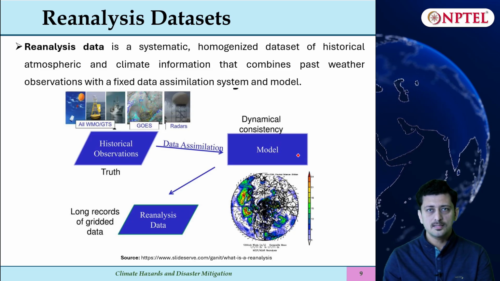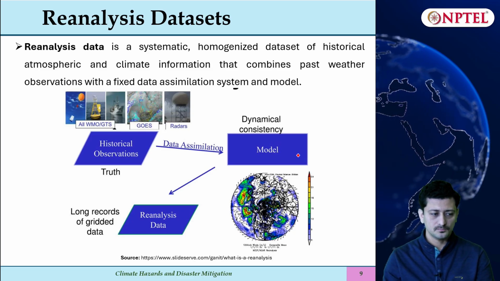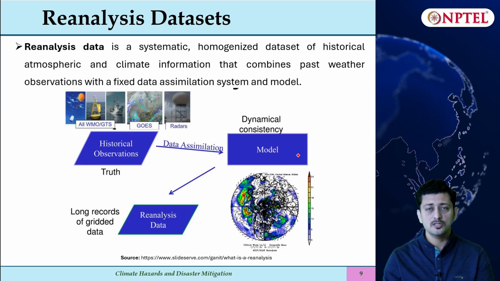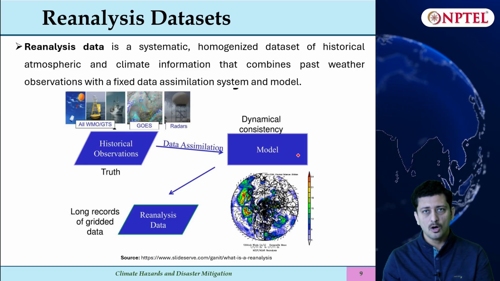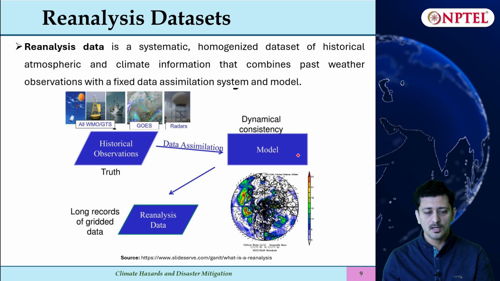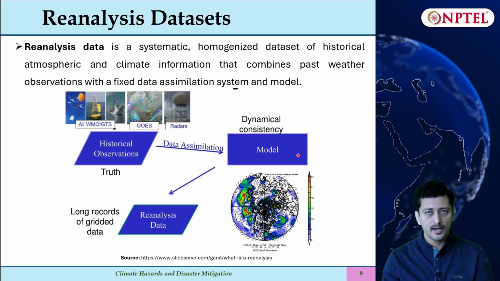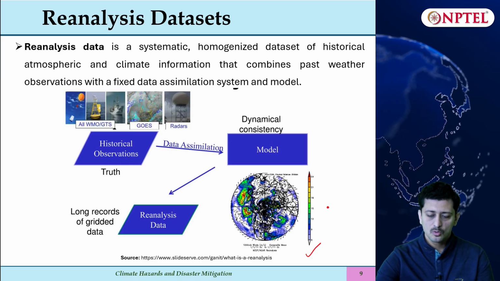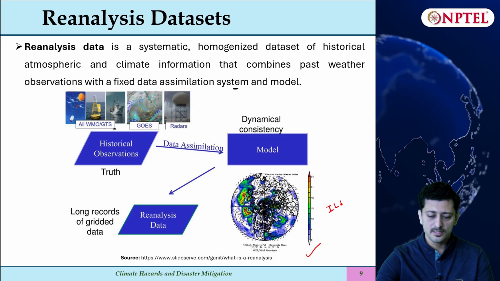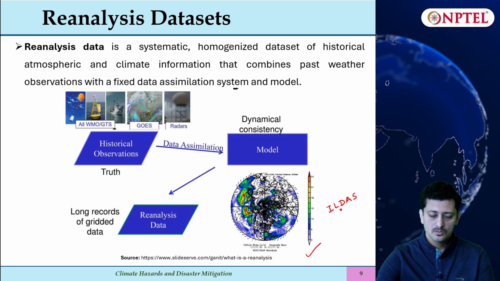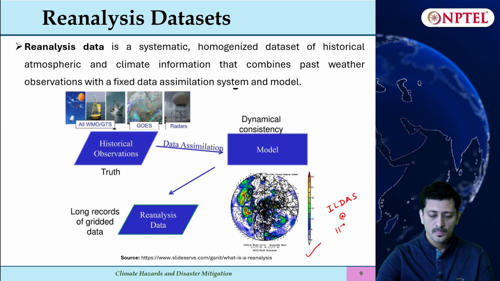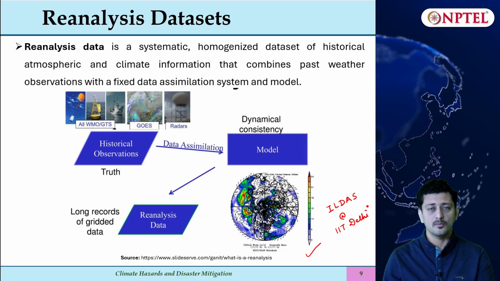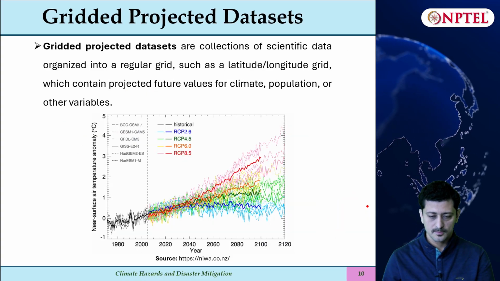Reanalysis data. Now reanalysis data is more robust in the sense it provides you long-term and consistent information of several parameters, because it uses observations, combines them with certain models, and does data assimilation and then creates this reanalysis data product. So one such product which is indigenously developed is ILDAS. It is developed by a team at IIT Delhi. So this will also give you very robust information about the Earth observations.